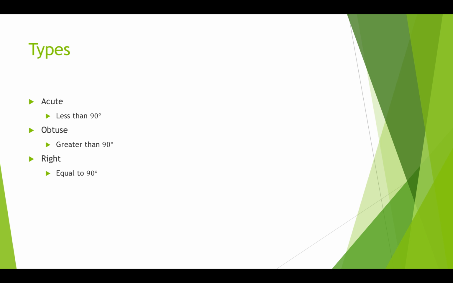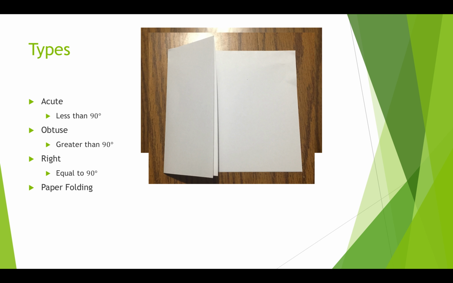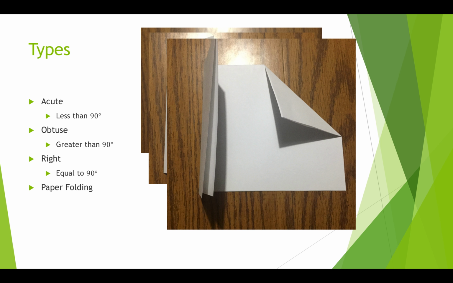I remember this because cute things are usually tiny little things like cute baby animals, and acute angles are less than 90 degrees. Another way to help us remember is to do a paper folding, and you can do this along with me. Just take any piece of paper, computer paper, notebook paper, and fold it in half, hamburger style. Then take the left-hand edge and fold it inward to the middle, just a straight fold. Take the right corner and fold it down.